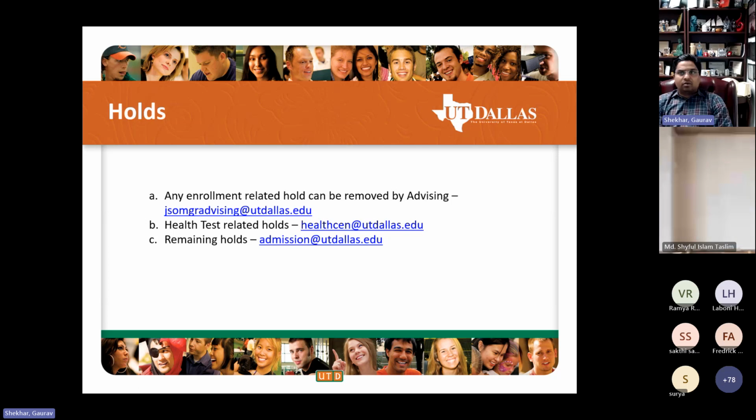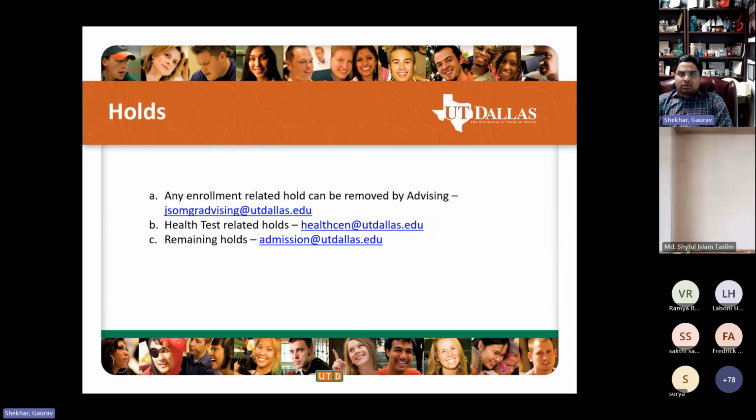So any enrollment related holds can be removed by advising. That is jsongradvising at utdallas.edu. Any health test related, so let's say you see a TB test hold, you can contact Health Center at UT Dallas. And then any other admissions related hold will be admission at UT Dallas.